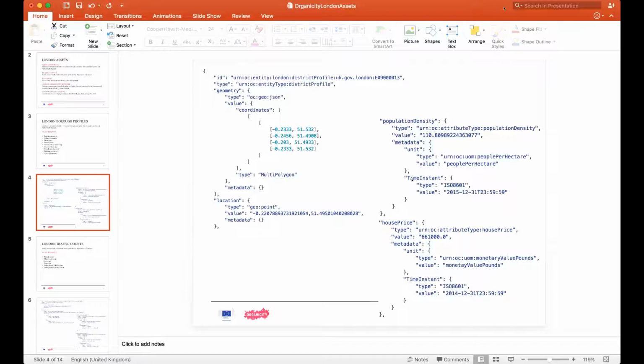And then on the right, you can see 2 example attributes. One is population density, and you can see that that's measured in people per hectare. And you can see average house price, which is measured in pounds, as the monetary value. And then the rest of the attributes are in the same format.